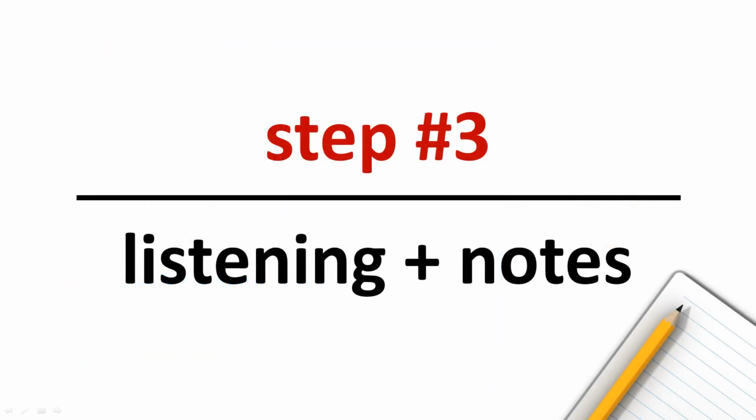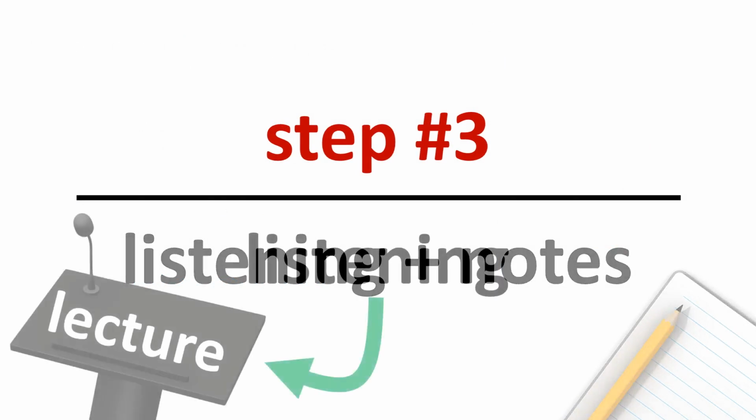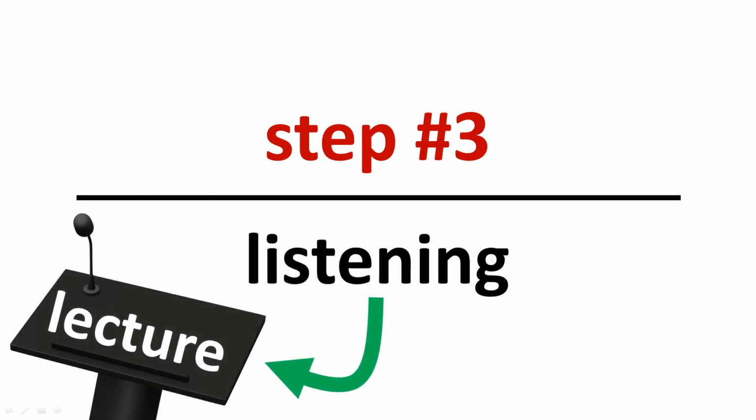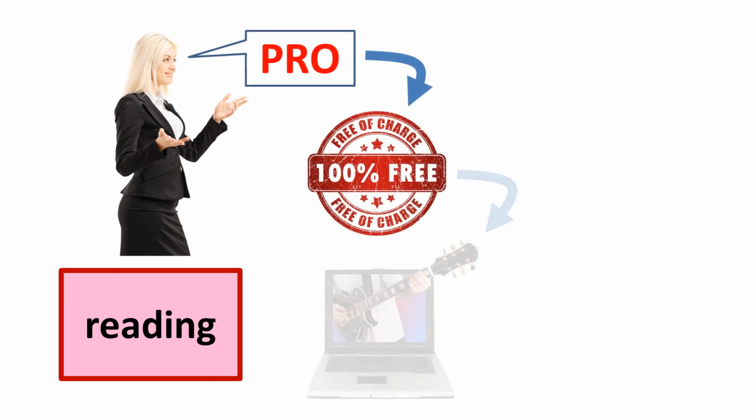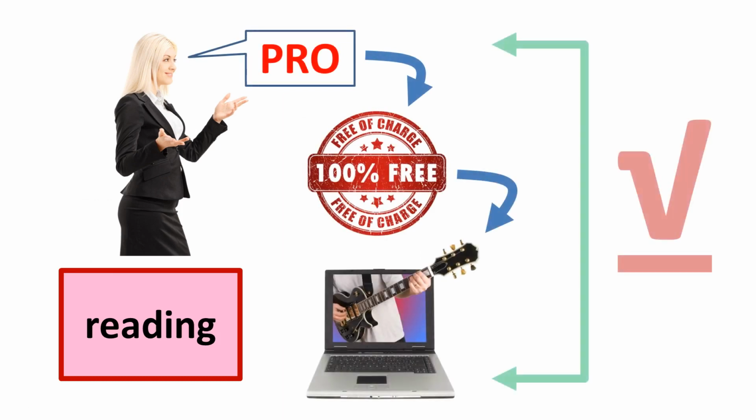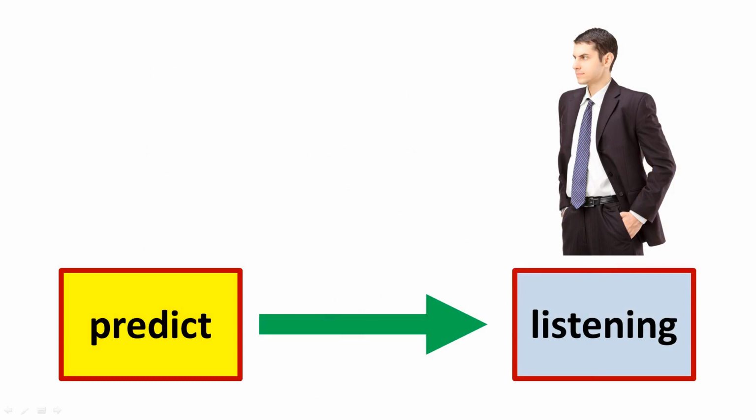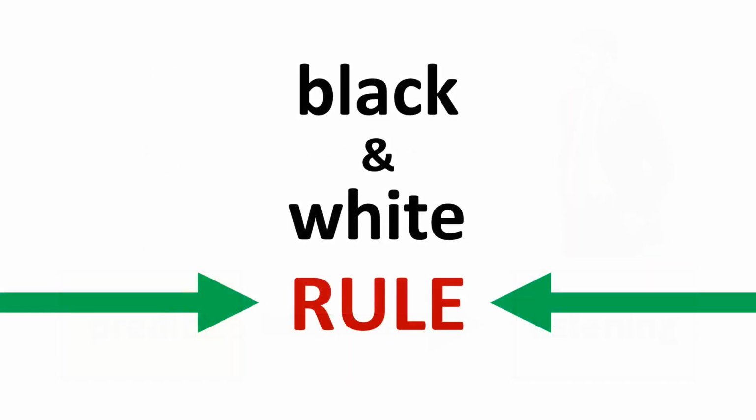Next is step 3, listening and note-taking. The listening is also called the lecture. So far, we know the reading position. It is pro-free web music. Knowing this, I can predict the listening position by using the black and white rule. This is how it works.